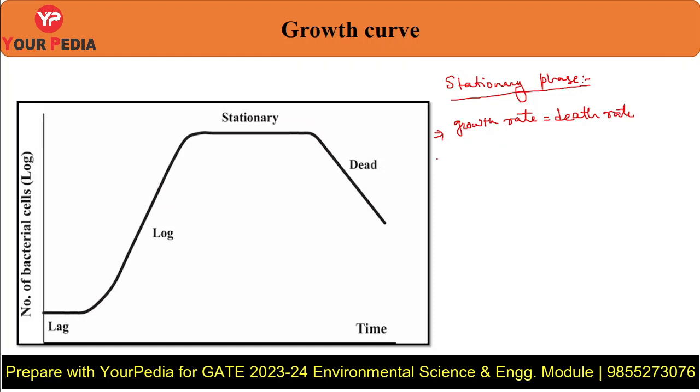In this phase, toxins are increasing, and there's a formation of certain metabolites, which we call secondary metabolites. In log phase, the one which we studied previously, primary metabolites were formed.